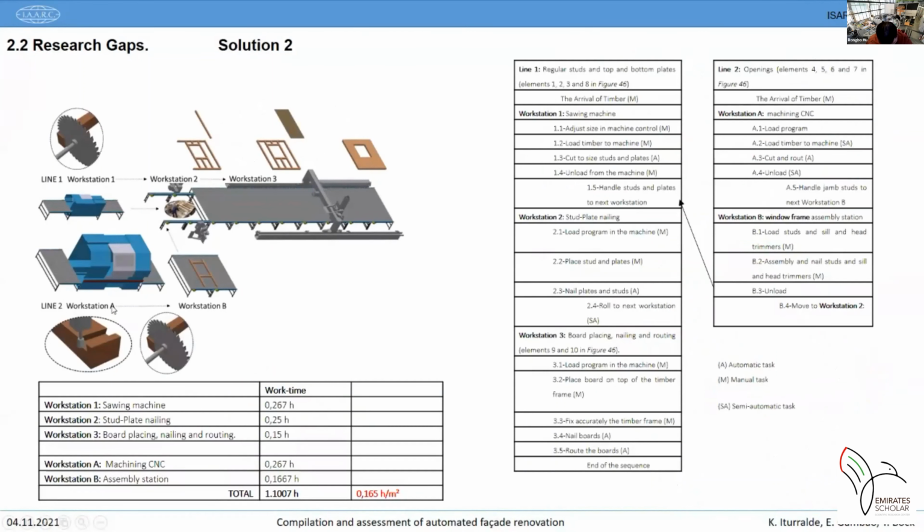a manufacturing line based on two lines. On the first line, where the saw is, the profiles are cut, and on line 2 of the workstation there is a CNC that machines the element for the window frame. The process in total takes about 0.165 hours per square meter.